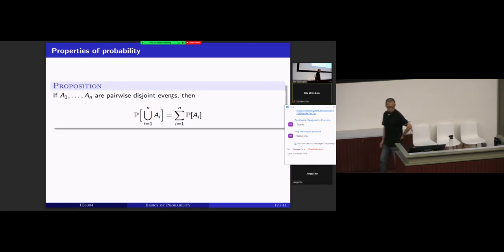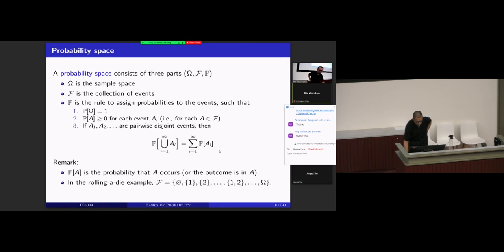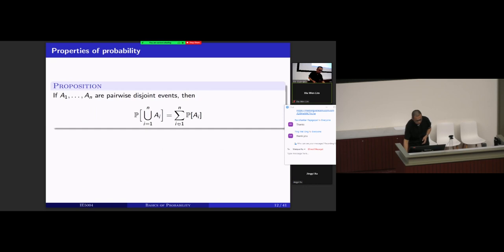Another property of probability is like this. Suppose that this time we have n pairwise disjoint events. We call them A1 up to An. Then the probability of their union is equal to the sum of their respective probabilities. If you compare this with the third condition, you see that the only difference is that in the third condition, we require infinitely many pairwise disjoint events. But in this proposition, we have finitely many pairwise disjoint events, right?